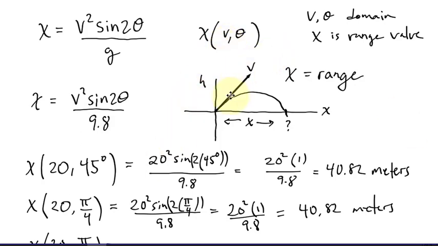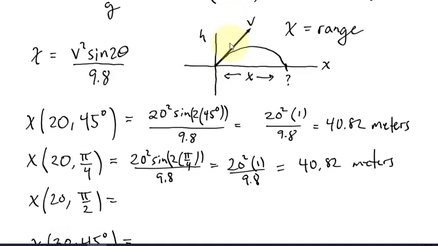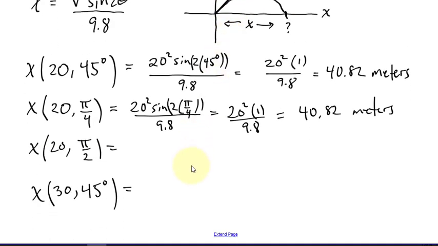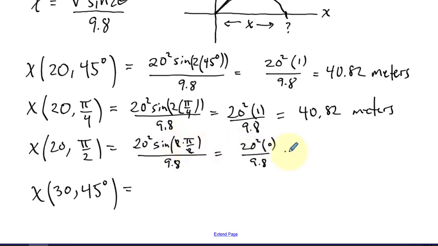All right, so to become a little more familiar with this function of 2 variables, let's plug in some other inputs. Let's go with 20 meters per second and pi over 2 for the angle. So the speed's still 20, so that's 20 squared, sine, now we're going to do 2 times pi over 2, divided by that constant 9.8. This is the sine of pi, the 2's cancel. The sine of pi is 0, so we're getting 0 meters as the range.